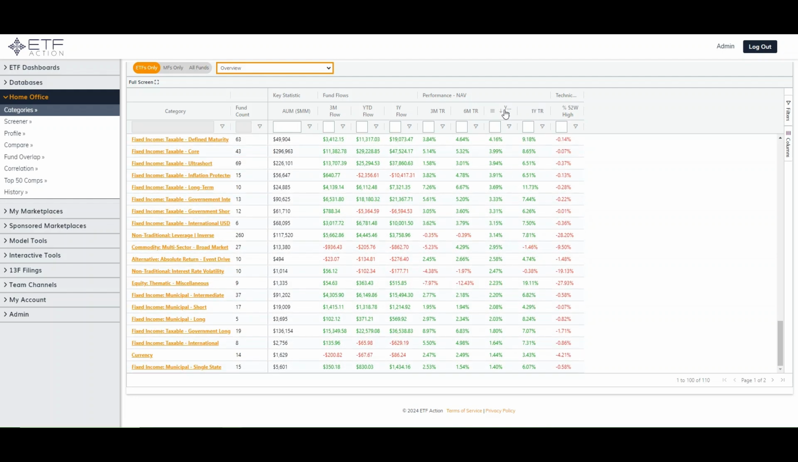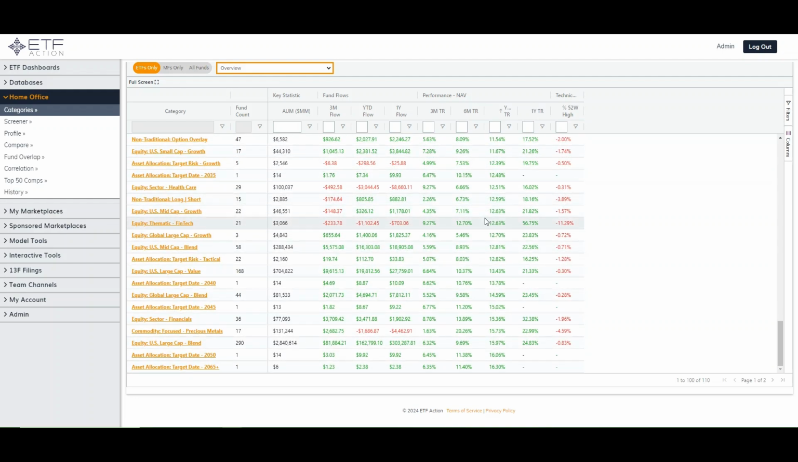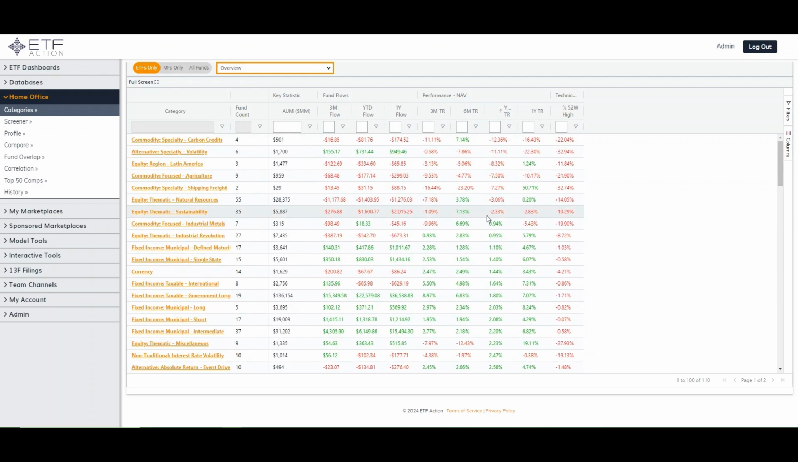Now, if I want to just look at this year, let's take a look. We'll sort by year to date. And we've got negatives at the top. Similarly, you're going to have a number of the commodities. We've got carbon credits in there. Latin America, year to date, on average, down 8%. Only 3 ETFs in that category.